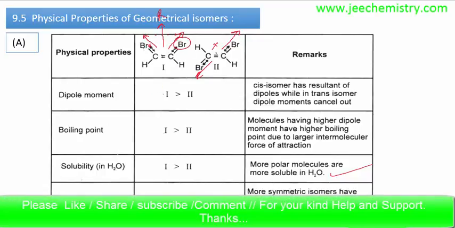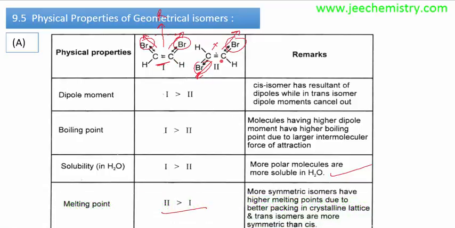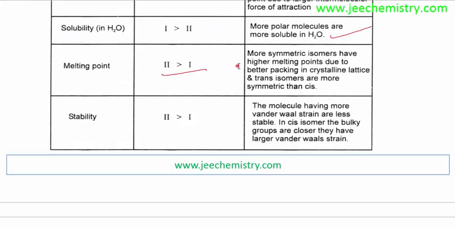Here the bulky groups in the cis isomer are close to each other. In this compound the bulky groups are on opposite sides, but in the cis isomer the bulky groups are on the same side, so this gives rise to higher van der Waals strain. This higher van der Waals strain decreases the stability of the compound. These compounds have less van der Waals strain than the cis isomer, so they have higher stability. So the trans isomer is more stable than the cis, so the second compound is more stable than the first one.